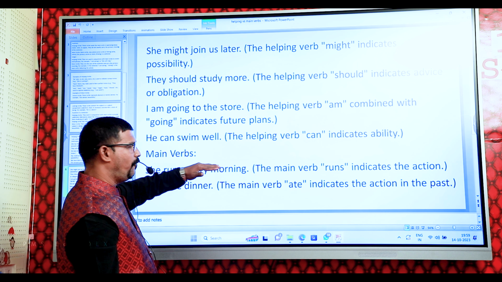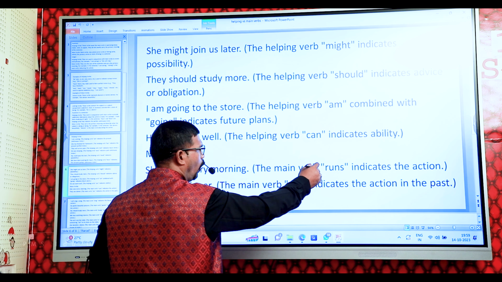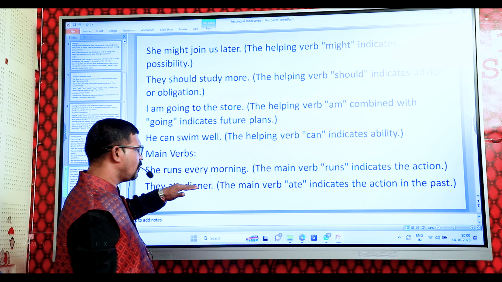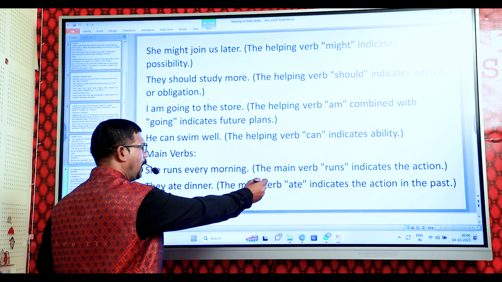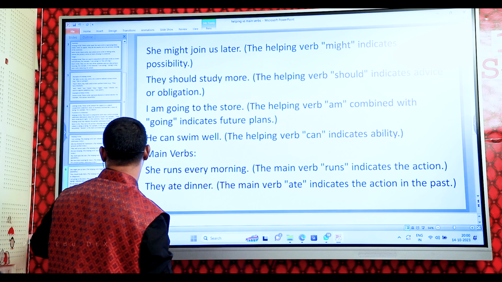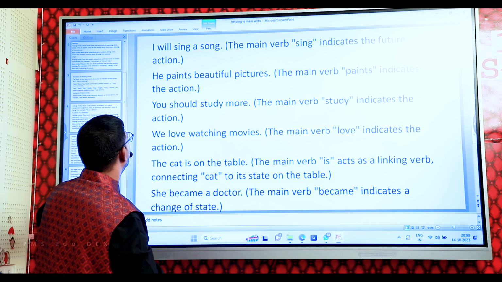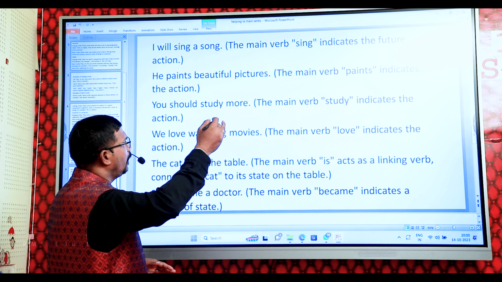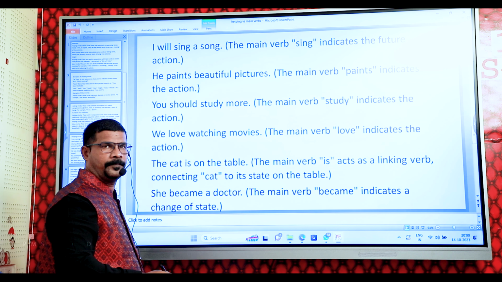The main verbs. She runs every morning. The main verb runs indicates the action. They ate dinner. The main verb ate indicates the action in the past. I will sing a song. The main verb sing indicates the future action.